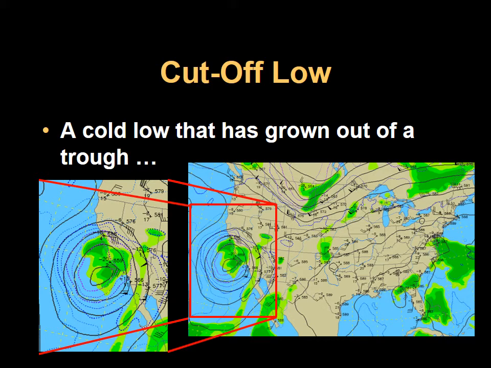So here we see a cutoff low off the coast of California. This happens occasionally. You see this sometimes. This is a 500 millibar map, and you can see that I expanded the view of the cutoff low so that you can see a little bit more detail.